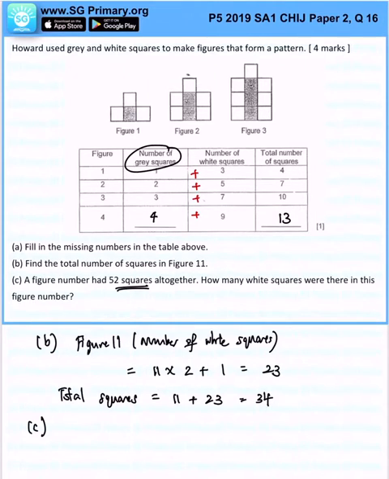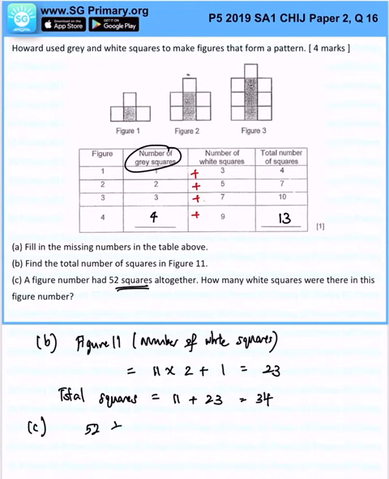on further inspection, the total number of squares actually follows this pattern, which is 3 times the figure number plus 1. Right, figure 1 you have times 3 plus 1 will give you 4. Figure 2 times 3 plus 1 will give you 7. So hence for the 52 squares, you will realize which figure it lies in.